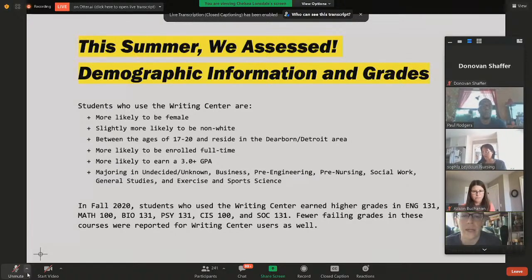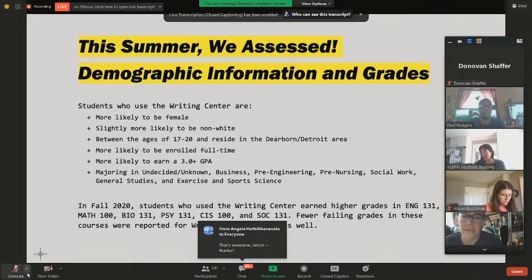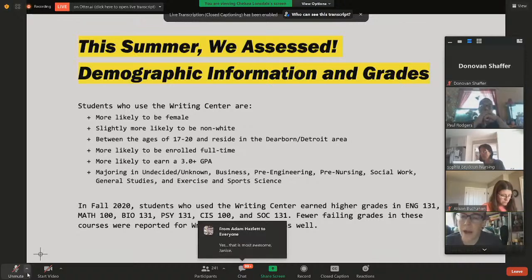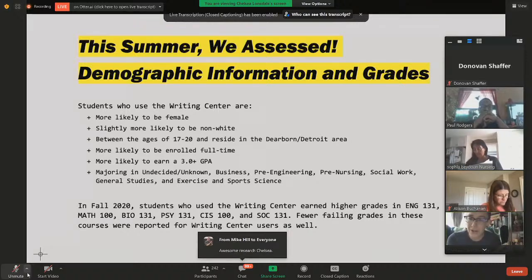Students who use the Writing Center are more likely to be female, slightly more likely to be non-white, are probably between the ages of 17 to 20 and likely to reside in the Dearborn and Detroit area. They're more likely to be full-time, and they're more likely to earn at least a 3.0 GPA. That was interesting because we don't know if students who choose to use the Writing Center were already likely to have higher grades, or if using the Writing Center causes them to have higher grades, but in either case, this is a positive thing.